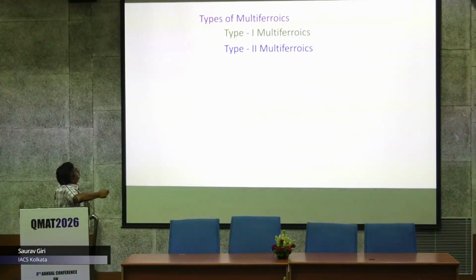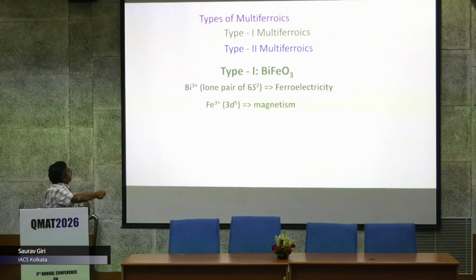There are two types of multiferroics, type 1 and type 2. The best celebrated example of type 1 multiferroics is bismuth ferrite, where the origin of ferroelectricity is the bismuth 3 plus, whereas iron 3 plus provides the magnetism, creating the antiferromagnetic order. The origins are different, so the coupling between these two is very weak.